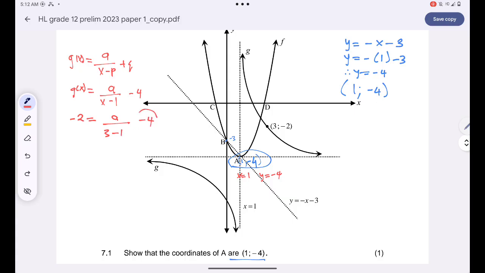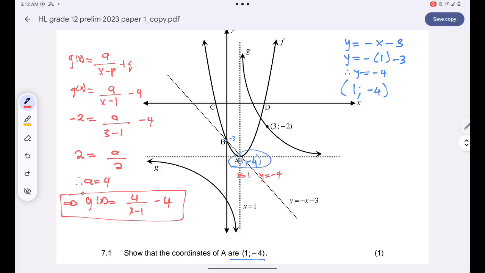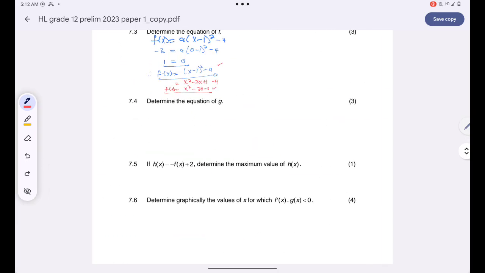Are you together? And then I'll take this to the other side. I'll have negative 2 plus 4. This will give me a positive 2 is equal to a all over 2. And therefore a is just equal to 4. Hence, g of x will just be equal to 4 over x minus 1 minus 4. So this is the equation of g of x. g of x is just equal to 4 over x minus 1 minus 4.